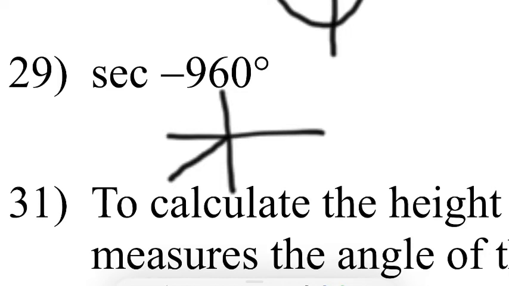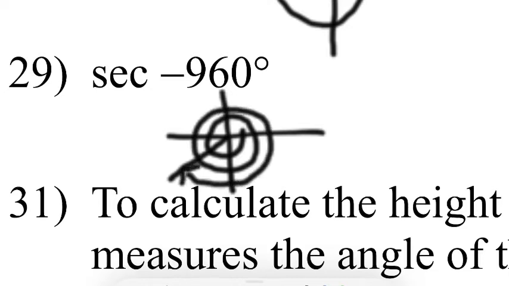We go all the way around twice. And the last part is our 120, so right here. Our reference angle is going to be getting to that 180. Getting to that 180, we have 60 degrees. So we want the secant of 60.